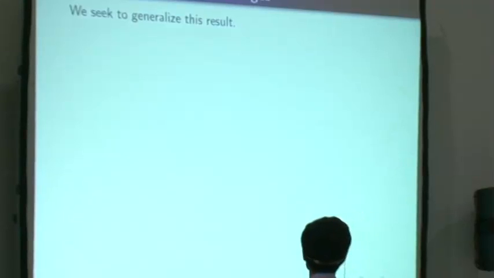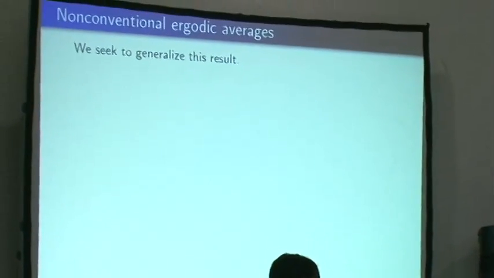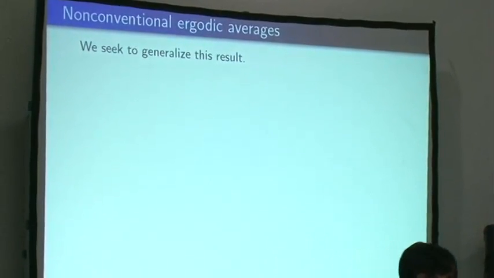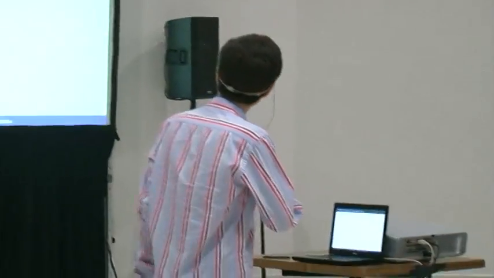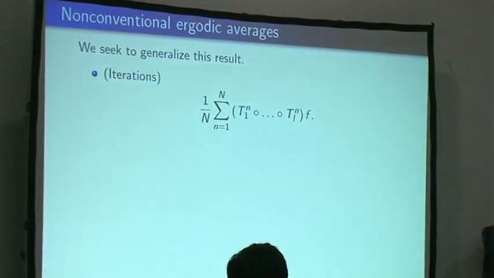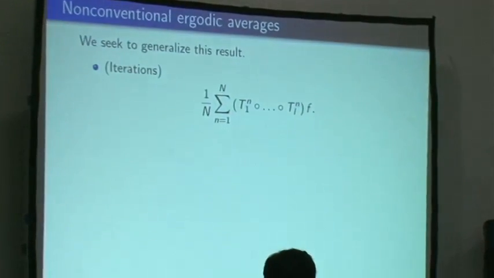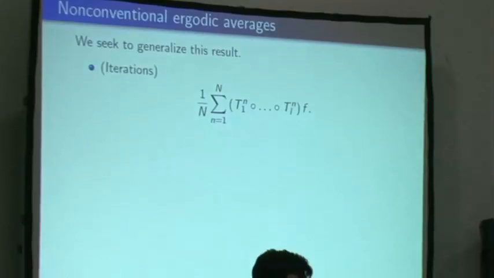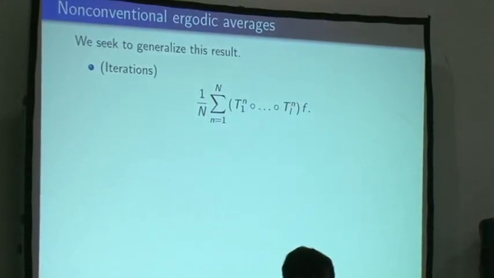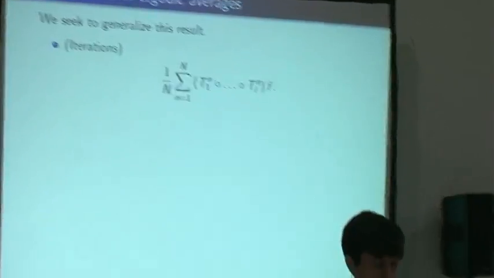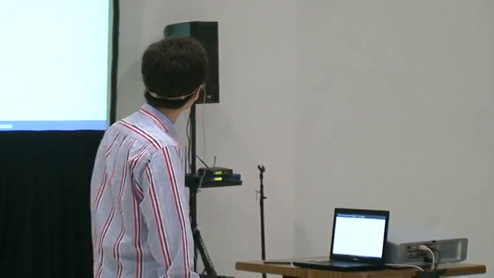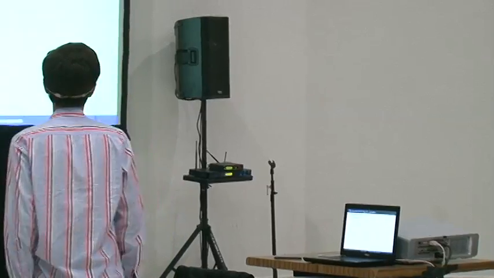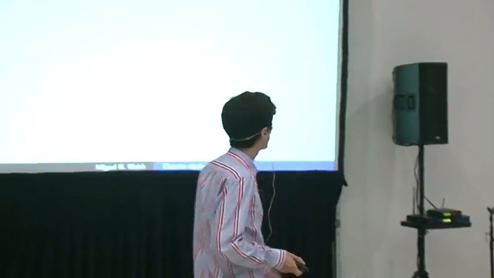So, yes, we want to generalize this result, and there are many ways in which we can generalize it because we have many transformations, we have many functions, we can play with them. So a basic thing we can do is to consider iterations of this transformation. So you have one function, but many transformations. You apply one transformation n times, the second one n times, and so on, n times, and you average what you get. So this is maybe the easiest thing one can do, but probably the least interesting of them.